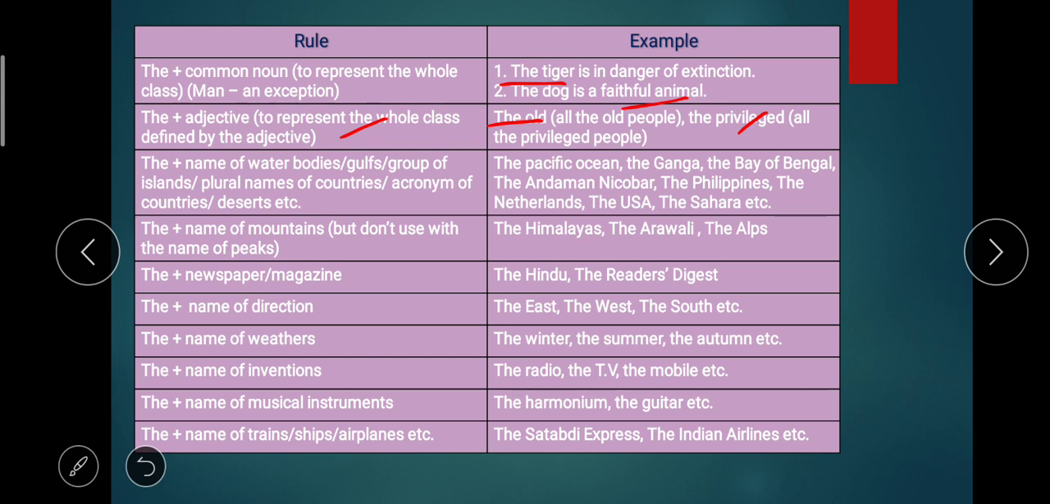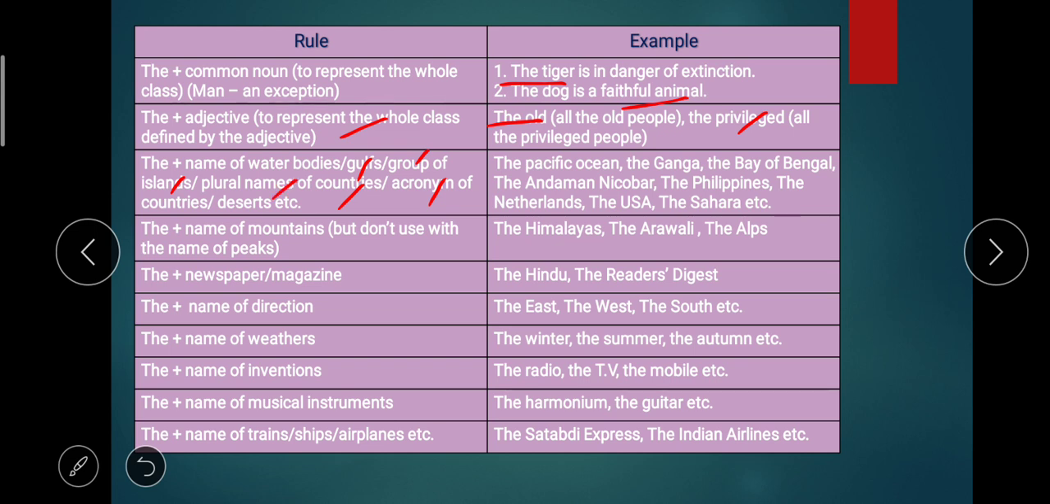Next is the plus name of water bodies, whether oceans, seas, rivers, bays or small streams. We use the before their names, or gulfs, then group of islands or plural names of the countries, like the Netherlands. We'll see the examples. Then acronyms of the countries. Obviously USA is an acronym, UK is an acronym, UAE is an acronym. Acronym means when we make a short form by using the first letter of all the words in a name.